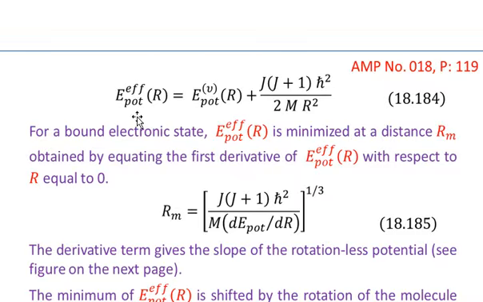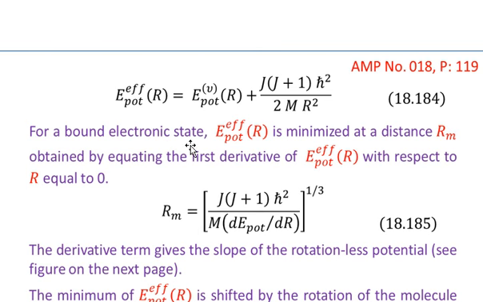That is, V effective potential as a function of R, which is for the rotating molecule, is equal to the E potential corresponding to the vibration level V as a function of R. This is for the non-rotating molecule, plus the centrifugal term, which is J into J plus 1 multiplied by H bar square divided by 2 mR square.